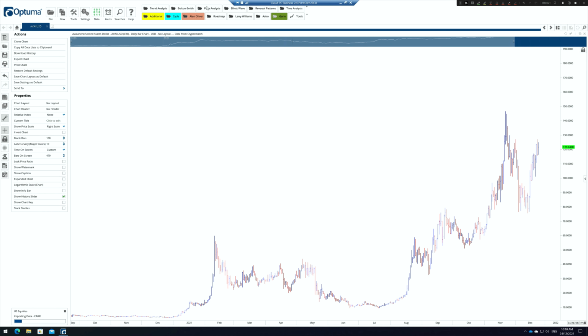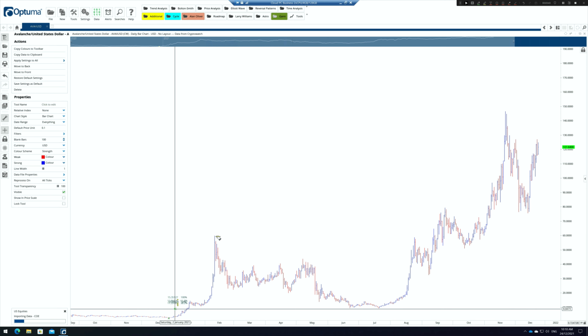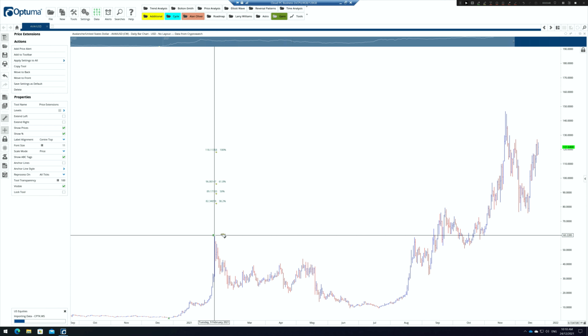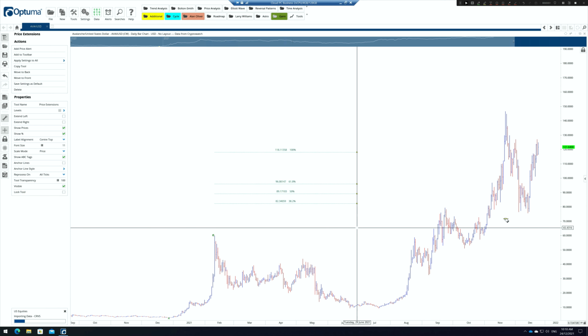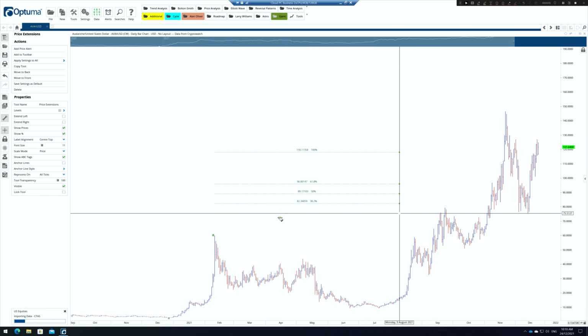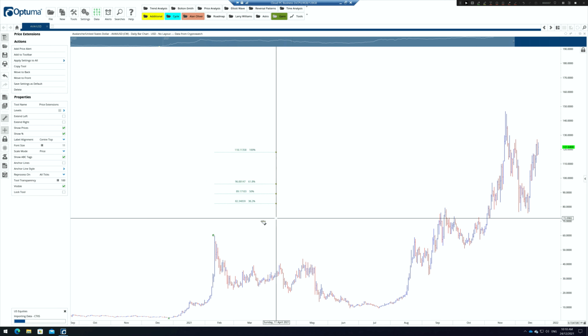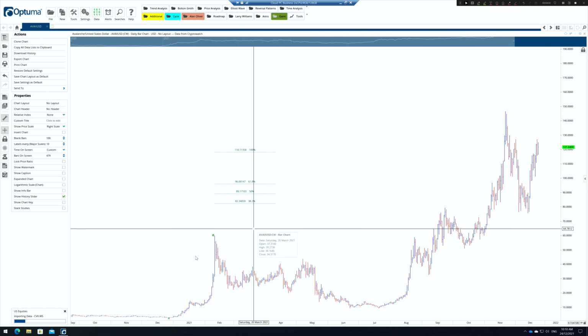I'm going to try to keep this very simple for you. I'm going to start off with a price extension. I'm going to turn off my lock. We're going to start from a low. I believe this here is a decent low. It looks like there's actually a low over here. We're going to start off with a low and move it up to the top, and from there we get our ranges. So this is one range, an AB range. What we've done is taken the AB range from the bottom and moved it up to the top.